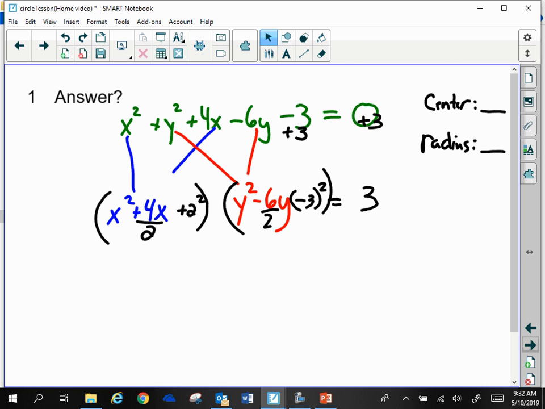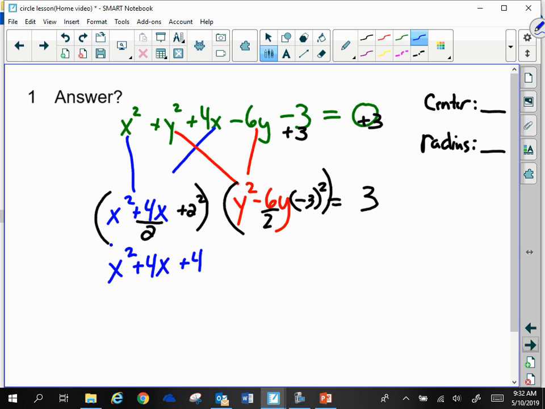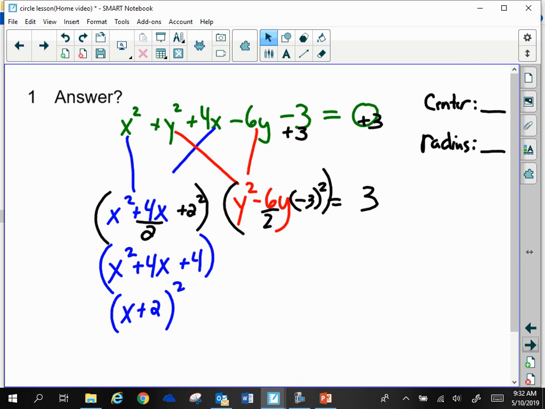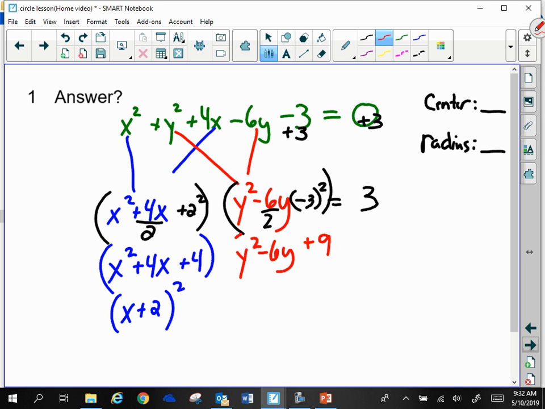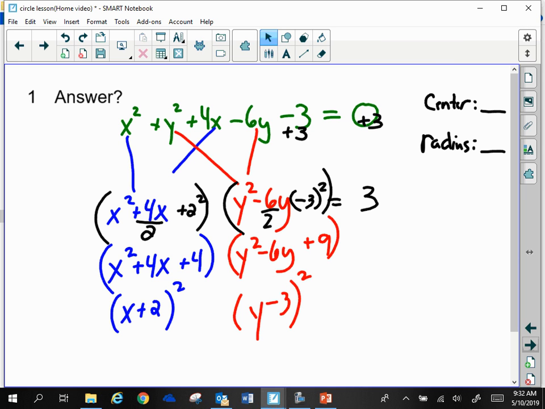Right here I have x squared plus 4x plus 4. Remember, you don't actually do half of it, you just take half of it so you know what to square. This is x plus 2, the quantity squared. This is y squared minus 6y plus 9, and this is now y minus 3, the quantity squared.